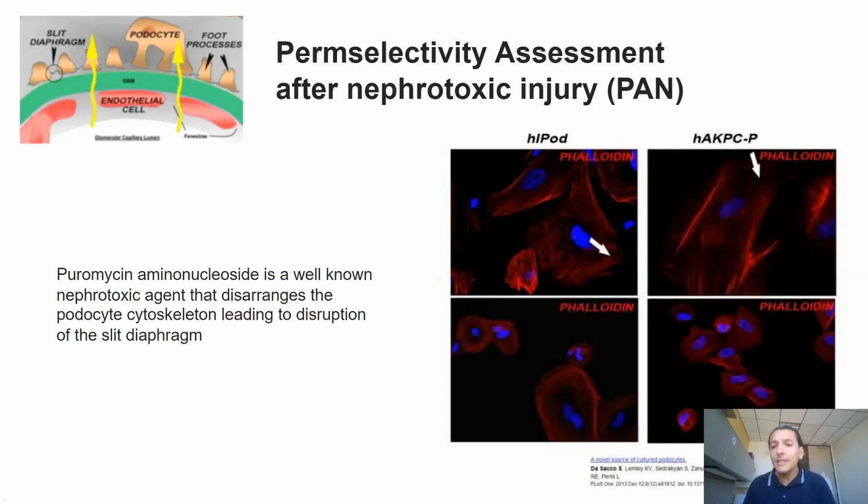As you can see here, after addition of the puromycin aminonucleoside, we have a disruption of the cytoskeleton, as you can see in the panel on the right, with formation of those classic rings that define damage in the podocytes.